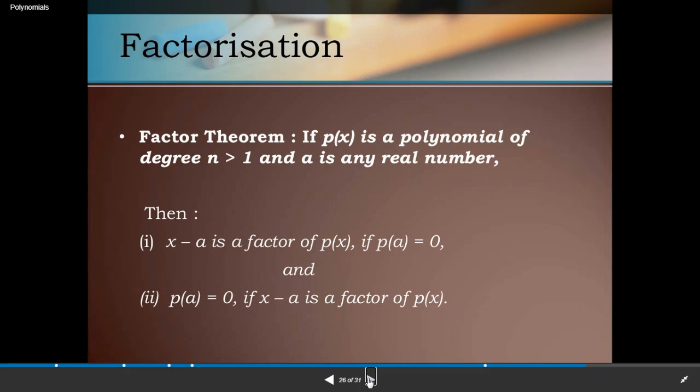Factor theorem: if p of x is a polynomial of degree n, where n is greater than or equal to 1, and a is any real number, then if p of a equals 0, x minus a is a factor of p of x.